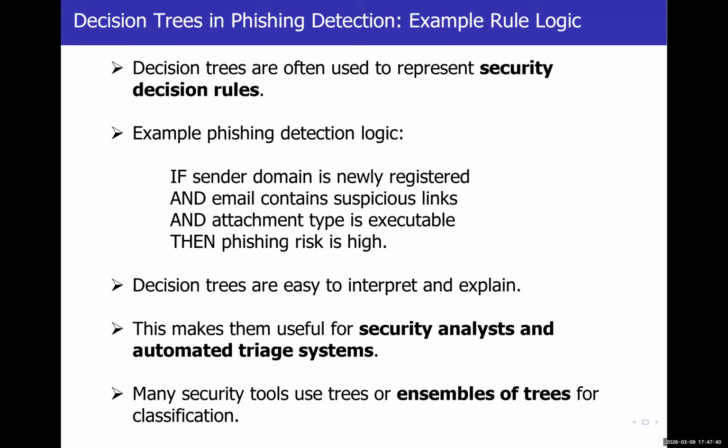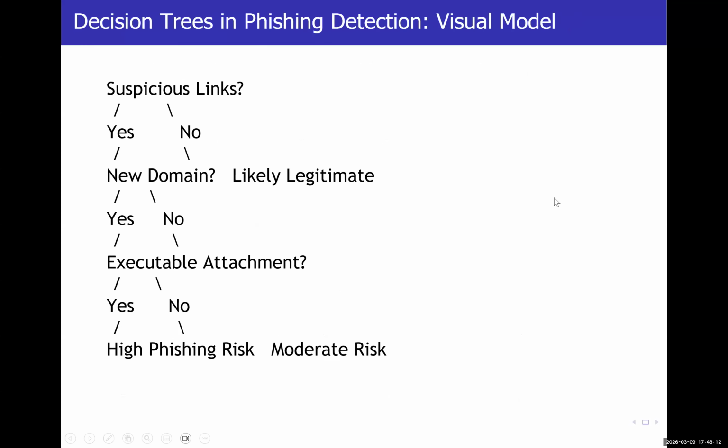So let me just reread that rule in the middle, make sure I read that correctly. So the example logic shown there would be if all three of the first conditions are true. If sender domain is newly registered and email contains suspicious links and attachment type is executable, then phishing risk is high. So that is the example rule logic.